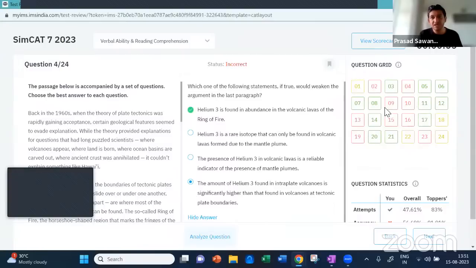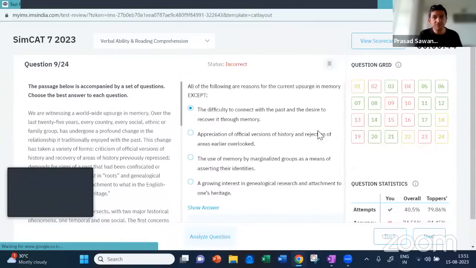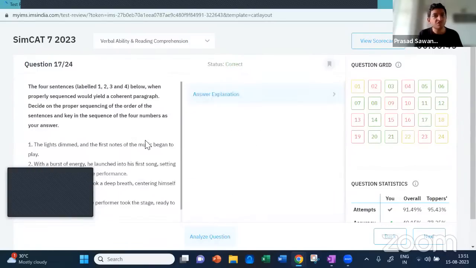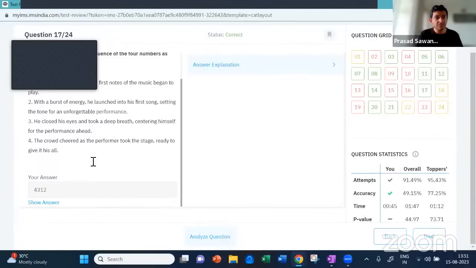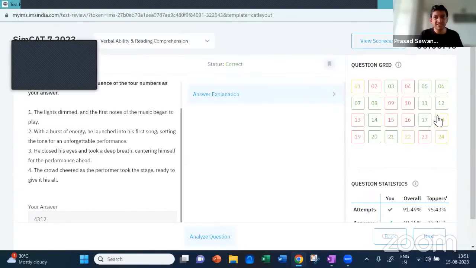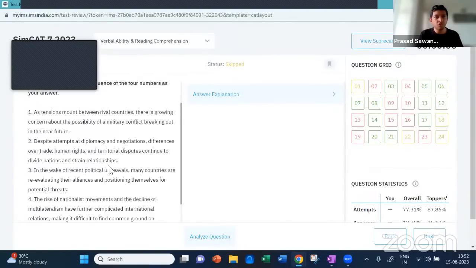In terms of the middle part, I think 9, 10, 11, 12. Not really. Achha. Oh, the order is changed. I'm so sorry. Okay, 17th is where your verbal part starts. So 17th, if you look at it, 4312 was correct. It was a very simple question, 45 seconds, very easy question. 18th we didn't do.